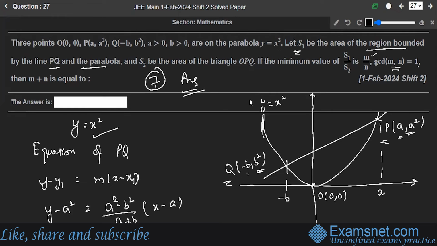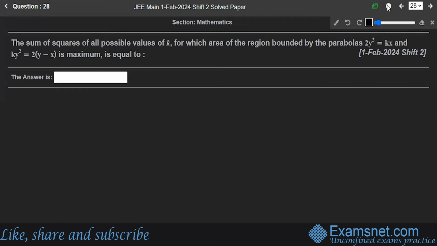Hope you're clear with this. Let's move to the next question. Question number 28. The sum of squares of all possible values of k for which the area bounded by these two parabolas is maximum is. So you have two parabolas.